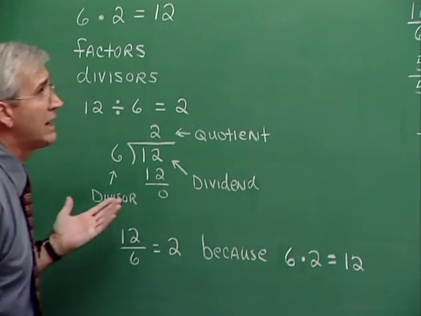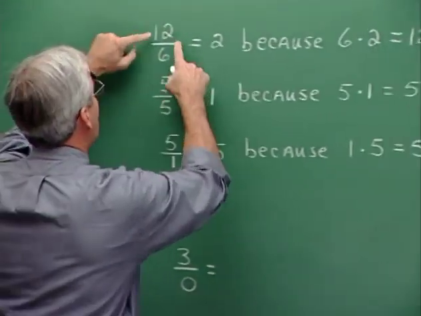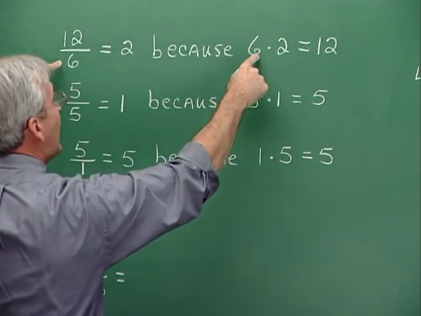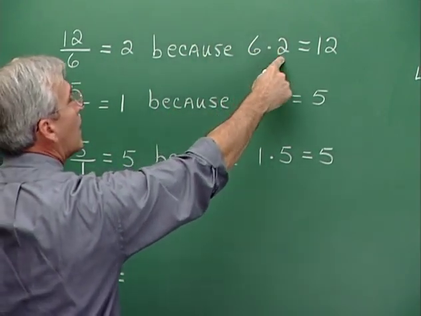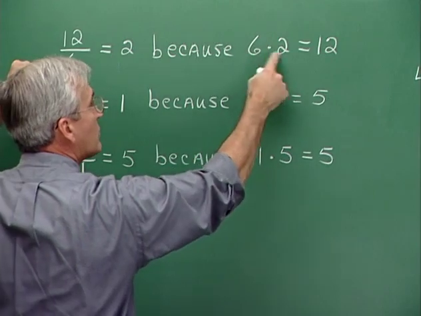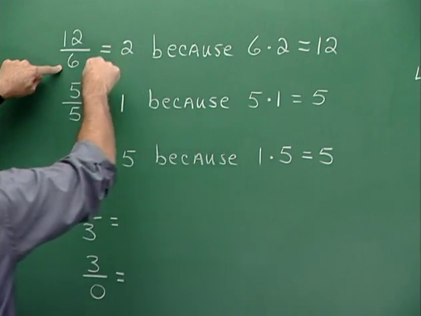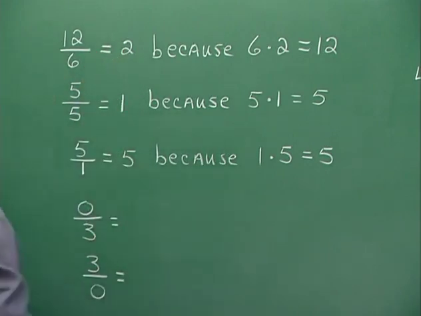And let's extend the idea farther. I've repeated that step over here. 12 divided by 6 is 2 because the divisor and the quotient are multiplied to give the dividend. And if that's true, then this is the correct answer you see in the division problem.